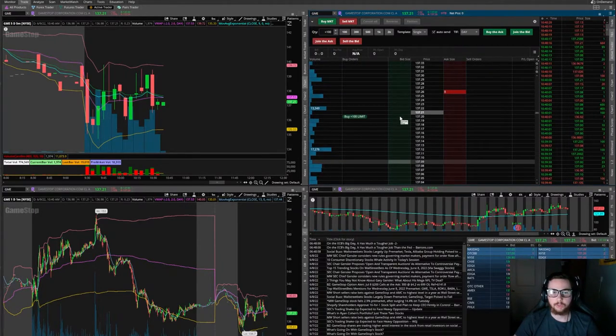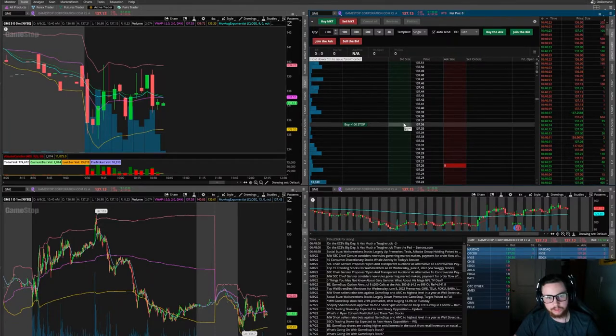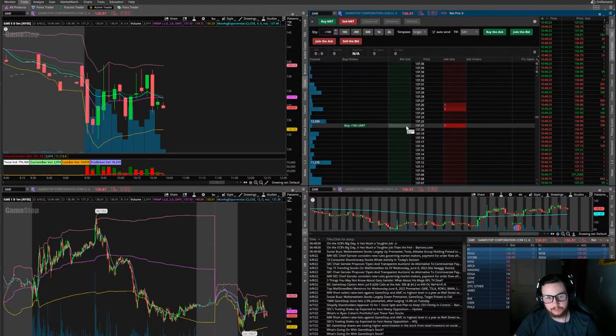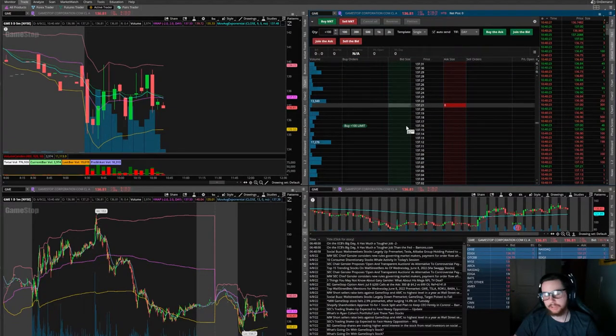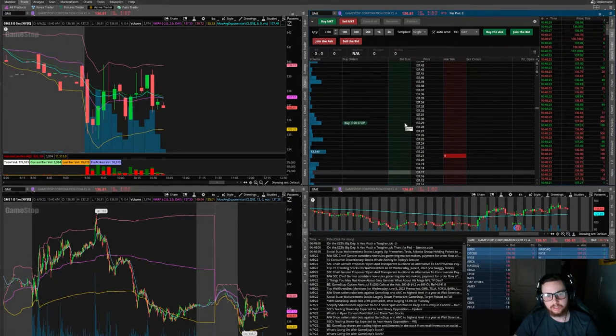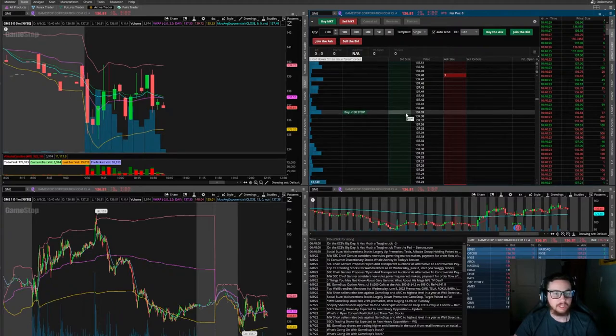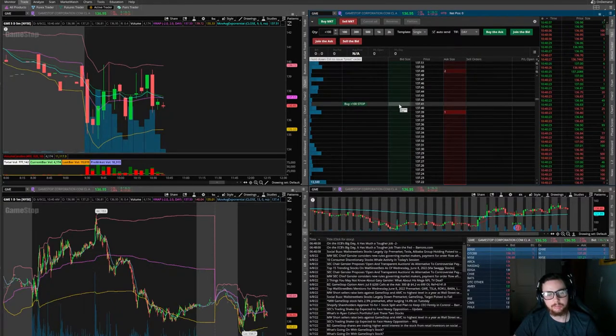And then if you want to do a stop, look right here. I'm scrolling on the ladder. It says limit to the left of my mouse, buy 100 limit. When I come up here, now it says stop. That's because it is above the current market price. So if I put in an order right here on the ladder as a stop, that order is not going to get filled until this stock shoots up to right here.